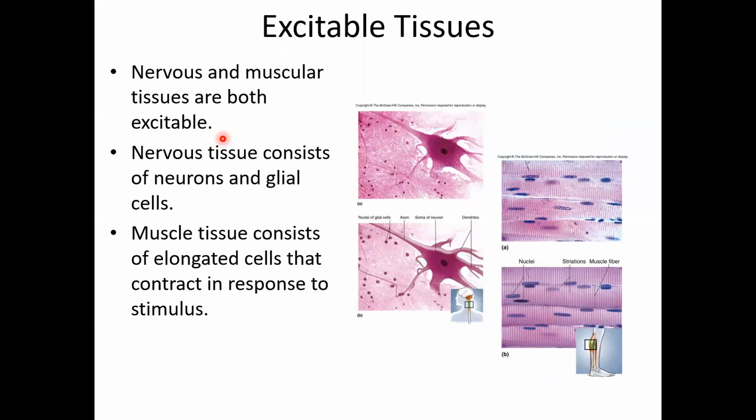Neural tissue and muscular tissue are both excitable tissues. Nervous tissue is made up of neurons and glial cells. Muscular tissue is made up of muscle fibers. More on both of those later.